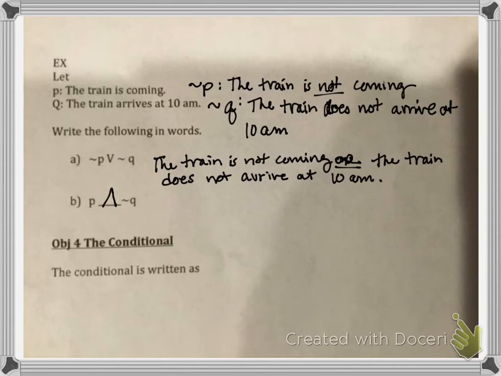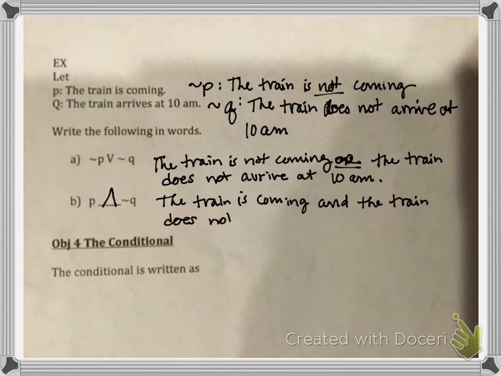Okay, part B. Part B says P and not Q. So P is the train is coming, and the train does not arrive at 10 a.m.